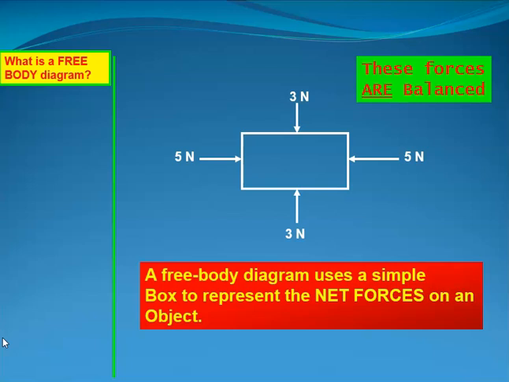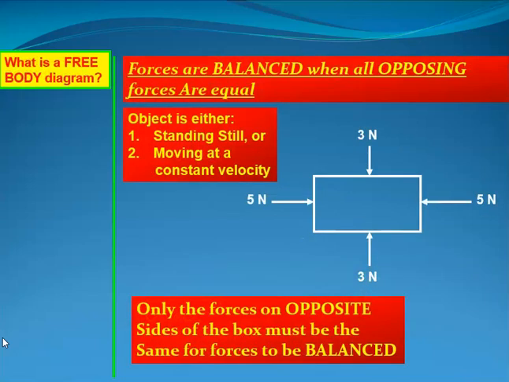Now the free body diagram doesn't have to be a box, but it uses a box. It could represent a car, it could represent a book, it could represent somebody's body. It's the forces on some object. A box is just used to simplify the illustration. Forces are balanced when all opposing forces are equal. The object is either standing still or moving at a constant velocity, and we don't know which direction it would be moving if it is moving. Only the forces on opposite sides of the box must be the same for the forces to be balanced.